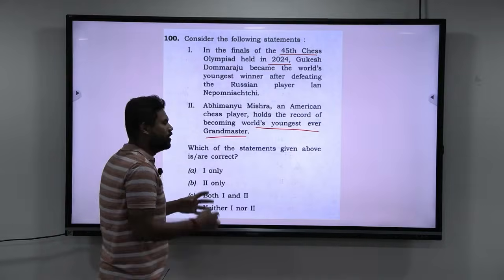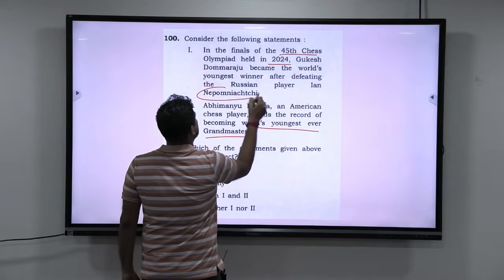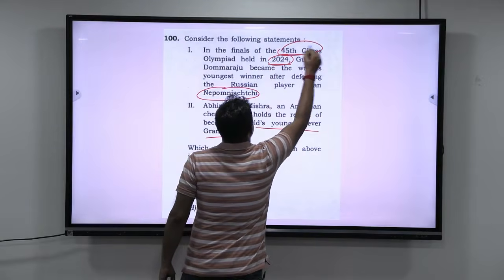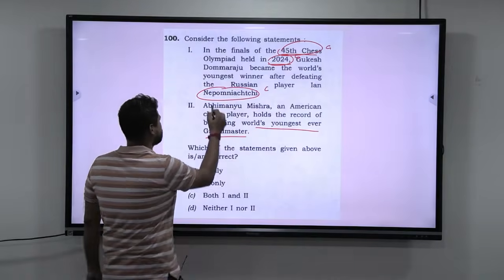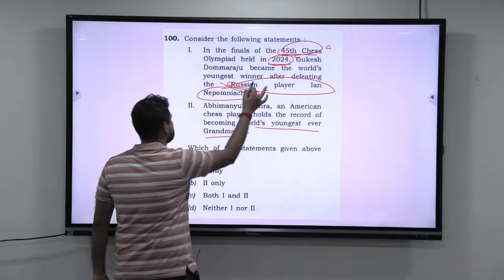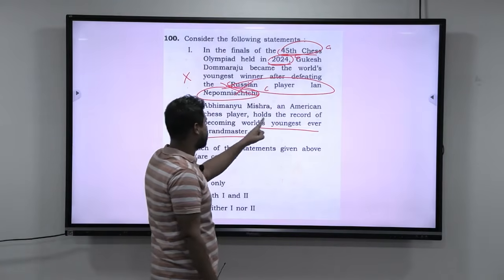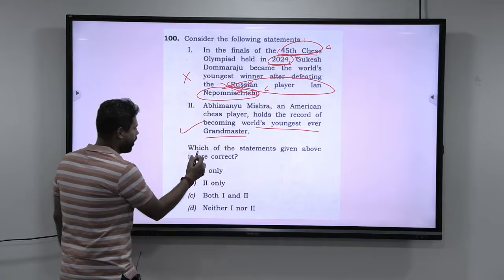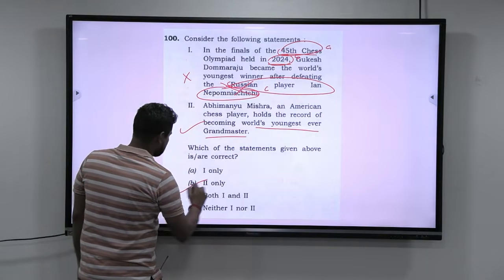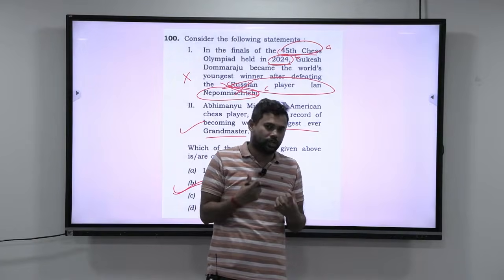Okay, again, you either know or do not know. What UPSC has done is, see, these are different variables, A, B and C. These are the variables that UPSC can change. So they have changed this variable. Okay, this is wrong. So here the first statement is wrong. Abhimanyu Mishra, an American chess player, holds the record for becoming world's youngest ever grandmaster. This is true. So here the option which of the above statements are correct, the answer is B. Again, there is nothing to take away from this question. You either know or do not know.